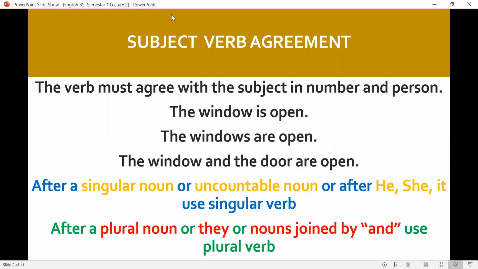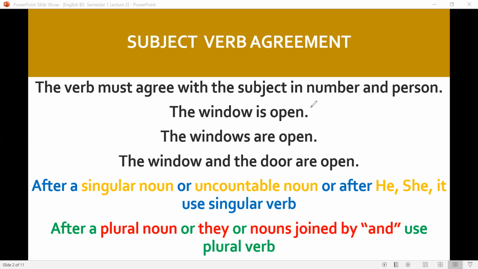Now, the most important thing is to know about the subject. If you know about the subject, that is, whether it is singular or plural, you will never be confused about the verb. But here comes the real problem: knowing the subject, whether it is singular or plural. Today we will learn all types of subjects, whether they are singular or plural, and the differences.